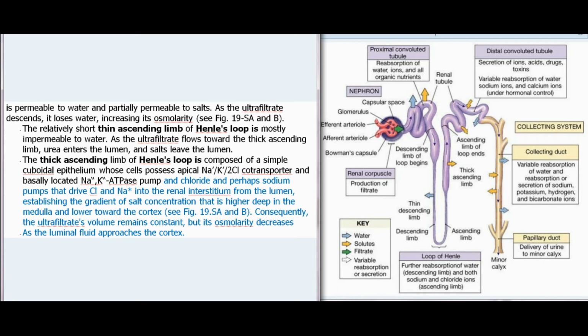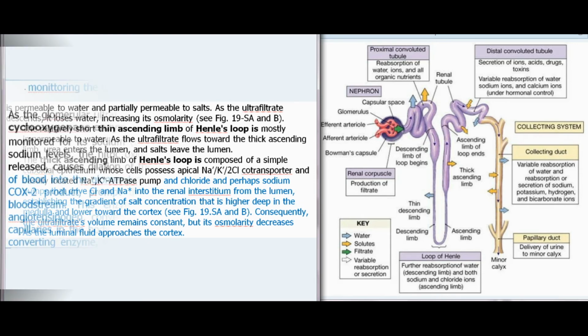The thick ascending limb of Henle's loop is composed of a simple cuboidal epithelium whose cells possess apical Na+/K+/2Cl- cotransporters and basally located Na+/K+ ATPase pumps and chloride and perhaps sodium pumps that drive Cl- and Na+ into the renal interstitium from the lumen, establishing the gradient of salt concentration that is higher deep in the medulla and lower toward the cortex, see Fig 19.5a and b. Consequently, the ultrafiltrate's volume remains constant, but its osmolarity decreases as the luminal fluid approaches the cortex.